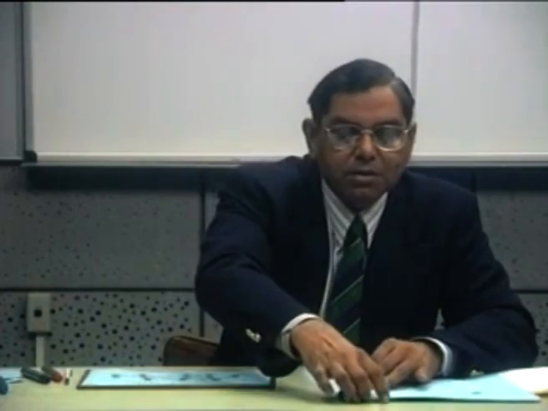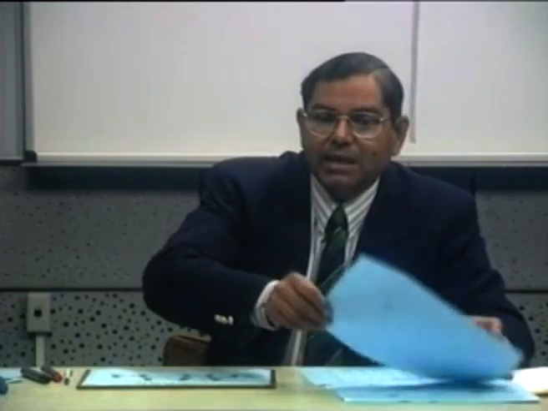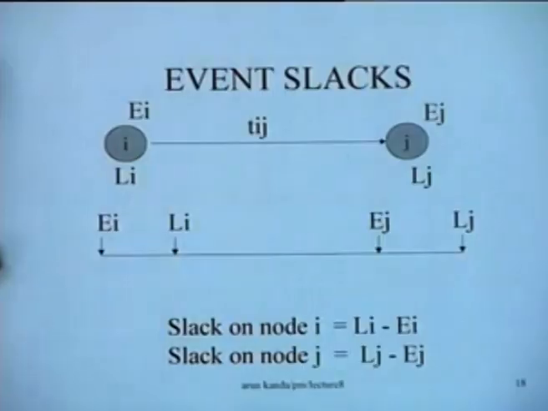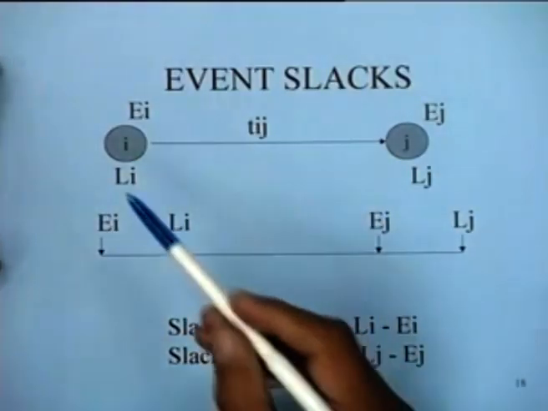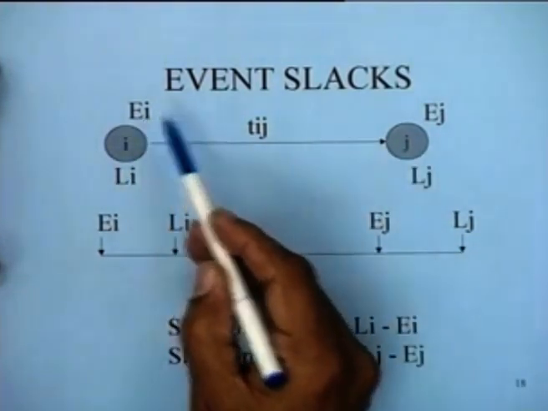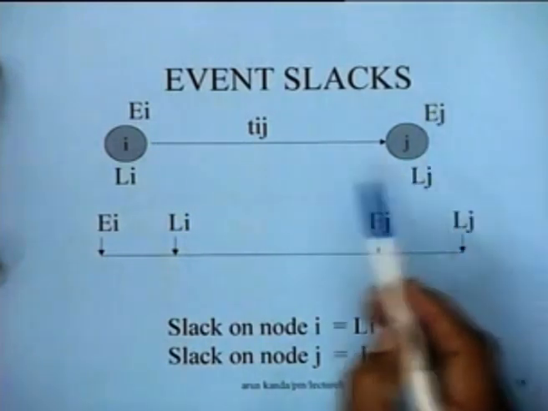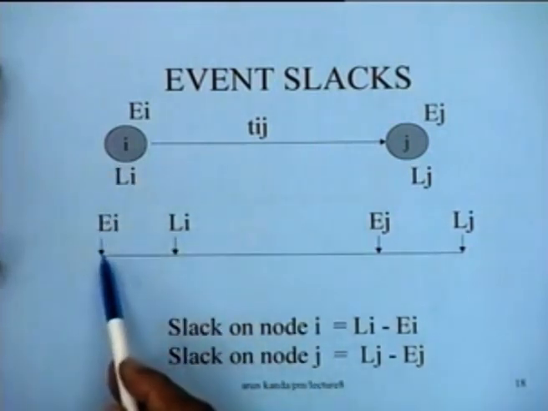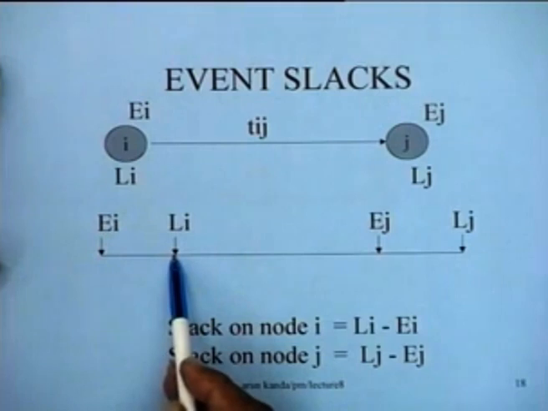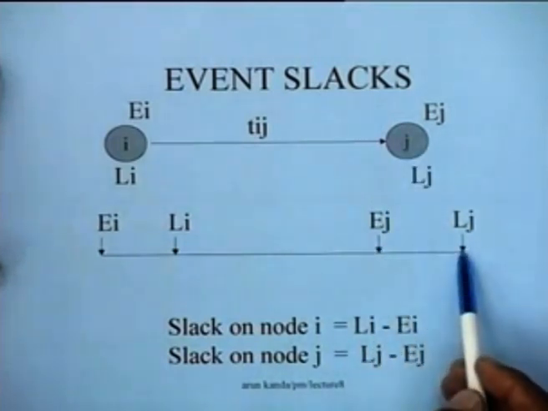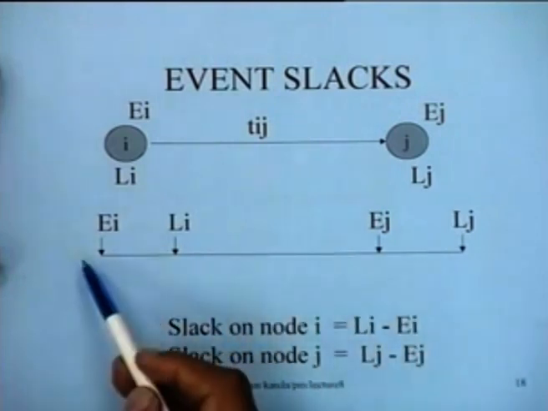Now, let us talk about the important concept of event slacks and total floats for various activities. Let us first talk about event slacks. If we have an activity going from I to J, we have computed through a forward pass the earliest occurrence times and through a backward pass the latest occurrence times for all the nodes. Typically, the earliest occurrence time would be earlier and the latest occurrence time would be later, and if it is a critical node, these would coincide. The earliest occurrence time for this node is here and the latest occurrence time for this node is here, right. This is how they would show on a time scale.